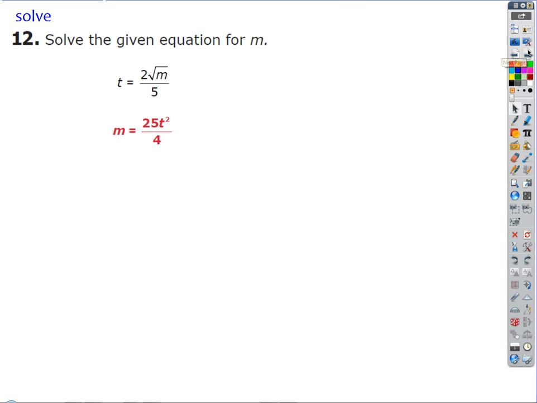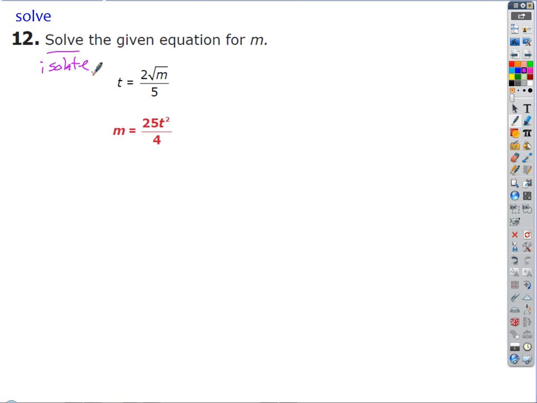Solve the given equation for m. What's that mean? If they give us some equation that involves 2 variables and they say solve it for one of them, what's that really telling us to do? Isolate that variable, yeah. So solve really means isolate, right? It's got to get it by itself.